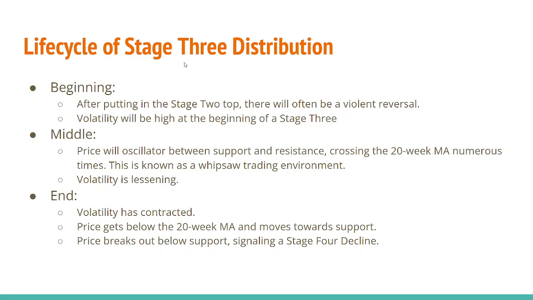So, the life cycle of Stage 3 distributions. At the beginning, after putting in a Stage 2 top, there will often be a violent reversal. Volatility will be high at the beginning of a Stage 3. In the middle, price will oscillate between support and resistance, crossing the 20-week moving average numerous times. This is known as the whipsaw trading environment, and volatility is lessening. You'll often see the moves between support and resistance start to condense, and maybe you don't get that move all the way up to resistance.